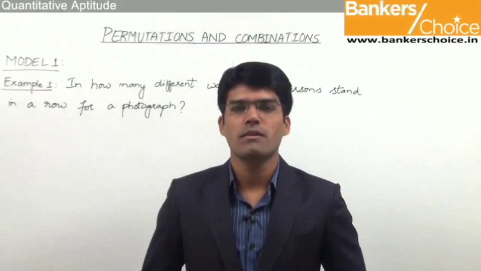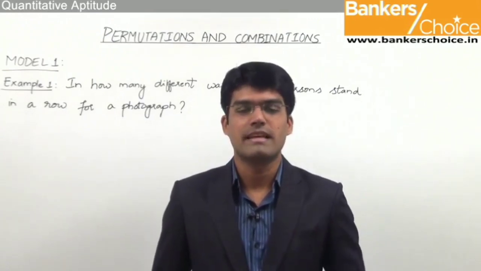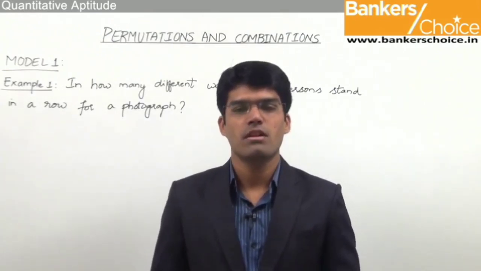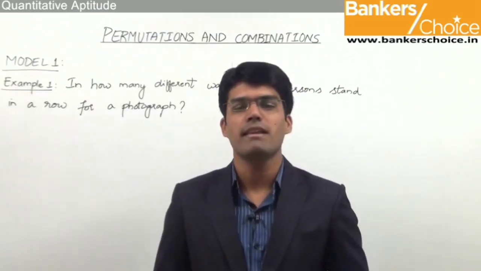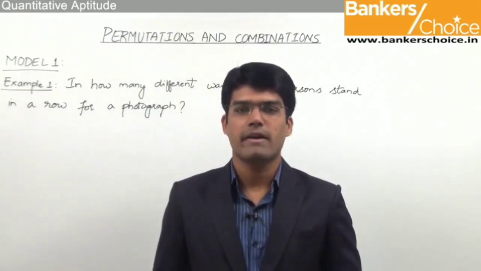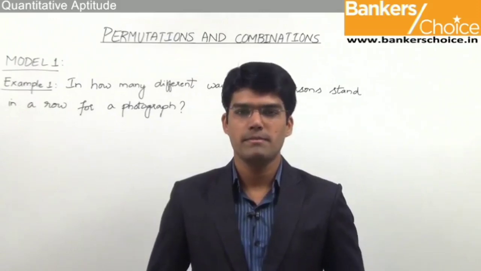Let us take the first model from this topic, where we shall solve some basic questions from permutations. That is nothing but arrangement. We know that the number of arrangements or number of permutations of n objects taken r at a time is given by nPr, which is equal to n factorial by (n minus r) factorial. So let's understand where and how to apply the formula nPr.